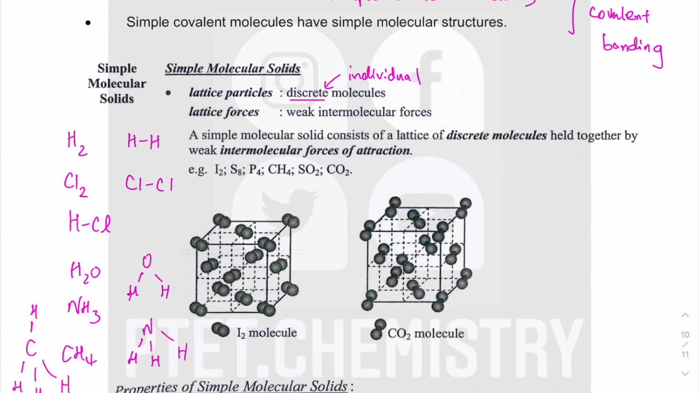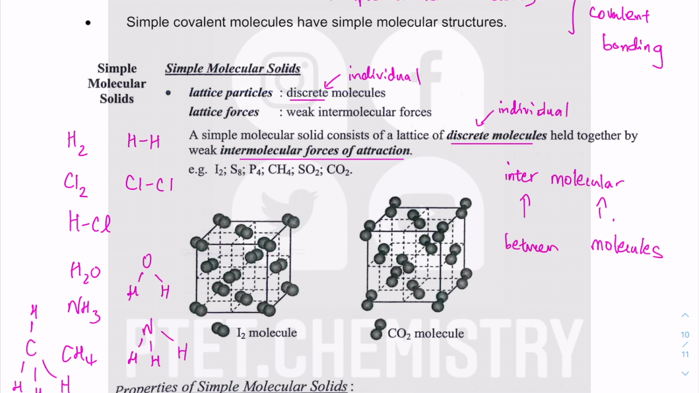Okay, so a simple molecular solid consists of discrete molecules. Discrete meaning individual molecules, held together by weak intermolecular forces of attraction. Intermolecular: inter means in between, molecular means simple covalent molecules. So this is between molecules, between discrete molecules, between individual molecules.